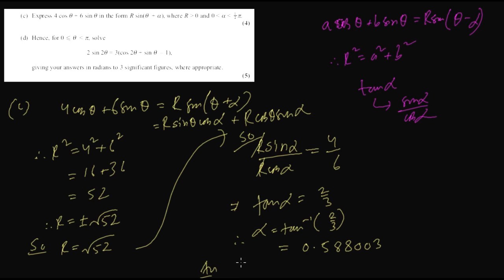So now we can write the main answer. The main answer would be r square root of 52, and alpha is 0.588. They didn't mention anything, I'm just writing 3 decimal places here. So the final one is question number D.